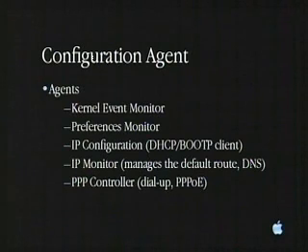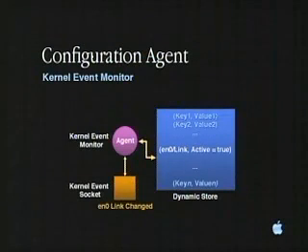So here's a list of a number of the agents we have in Mac OS X today. The first one is the kernel event monitor, and the second is the preferences monitor, the IP configuration server, IP monitor, and PPP controller. I'm going to go into more detail on each of these in the upcoming slides. So we'll start with the kernel event monitor.